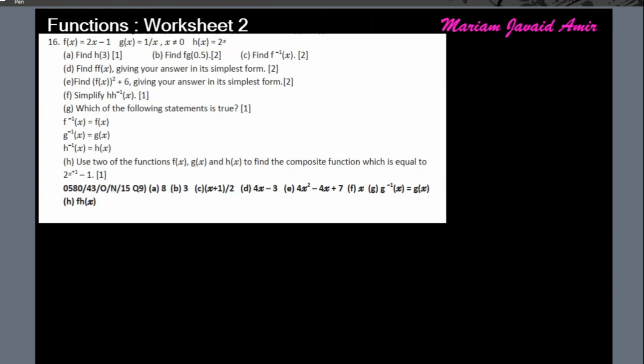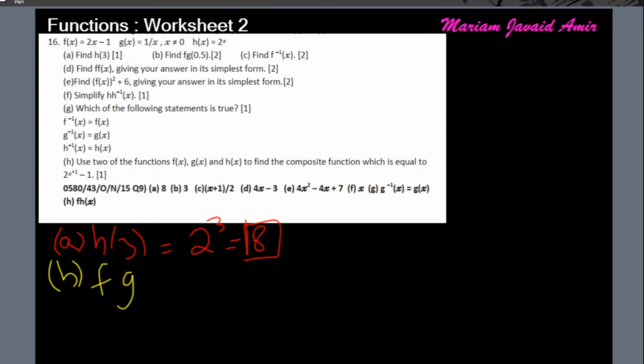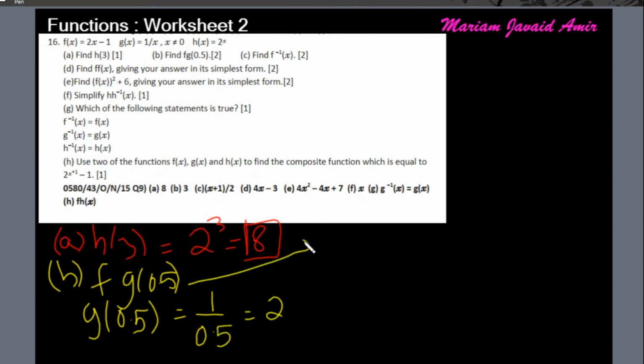Question number 16. Part A, find h3. For that, in h(x) replace x with 3 and we get 8. For part B, we have to find fg of 0.5. So let's find g of 0.5 first, and we get, in g(x) replace x with 0.5, so 1 over 0.5 is 2, so this becomes f2. So in f(x) replace x with 2 and we get 3.